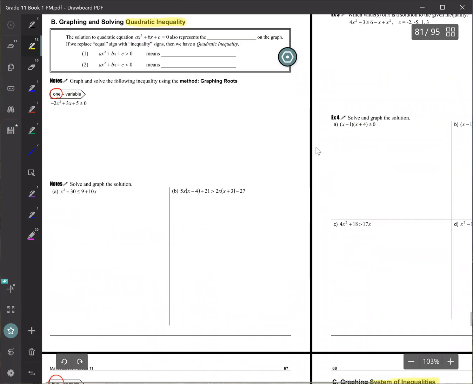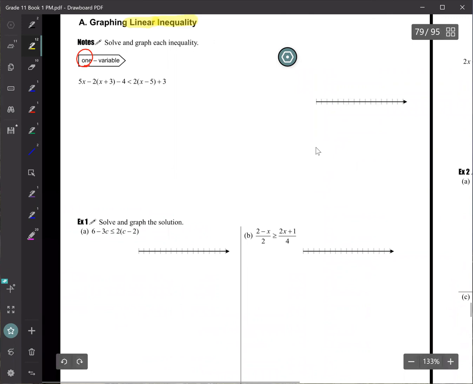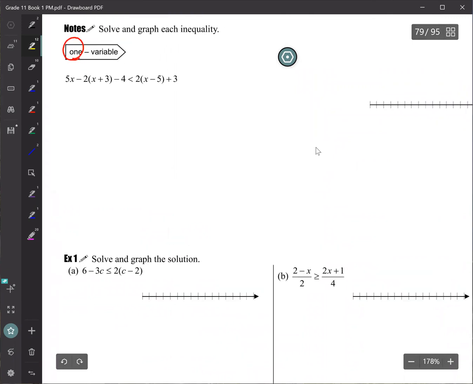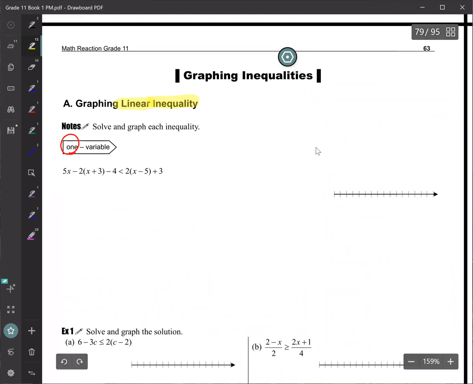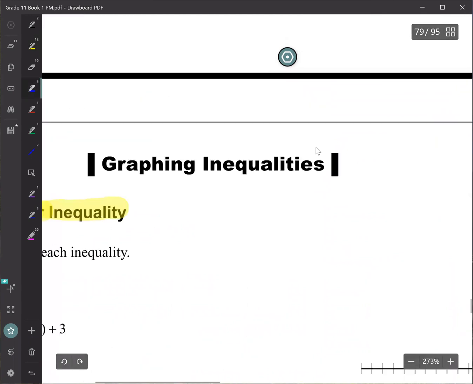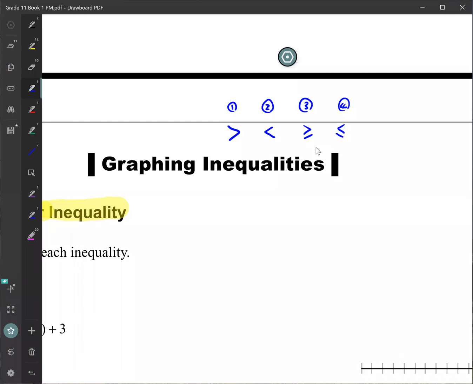So let's start with something easy, okay? One variable. So inequality means you have these symbols, right? We have this one, the first one, right? We have this one, or with a line at the bottom, right? And then this one, okay? These four different signs, those are called inequality symbols.